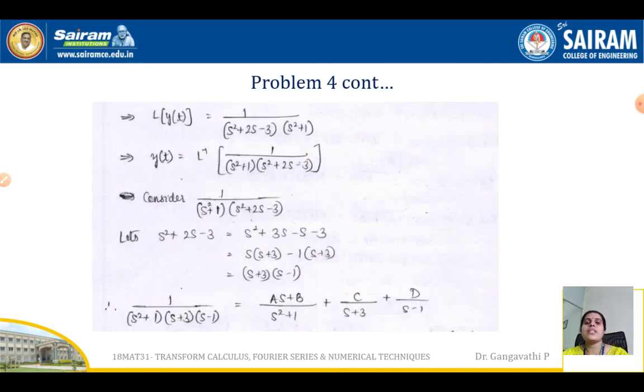So L of y of t is equal to this; this is the equation we had got. Transfer L also towards the other side. This is the L inverse we get. And consider this part alone separately, because it looks a little complicated to solve. So take it separately, solve it, and then you can substitute it back here itself.